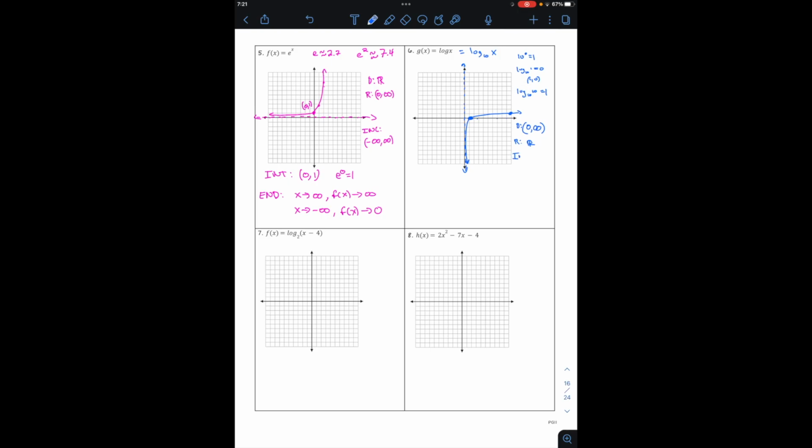We are still increasing on our entire domain. As we go from left to right, we are always increasing. We're going up, going up. The rate of increase is a little different, but we're still always increasing. So from negative infinity to positive infinity.